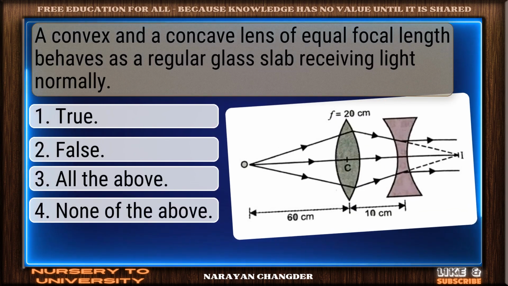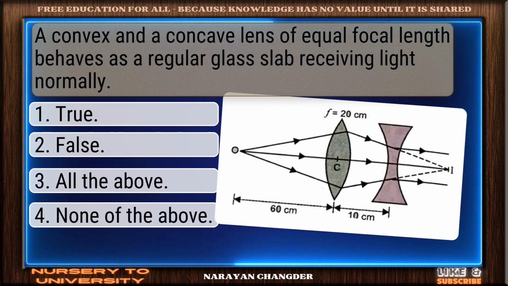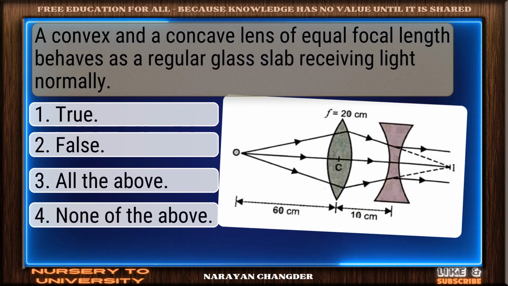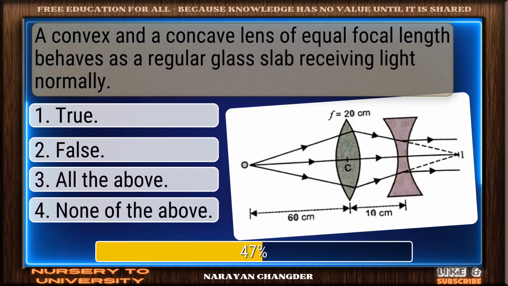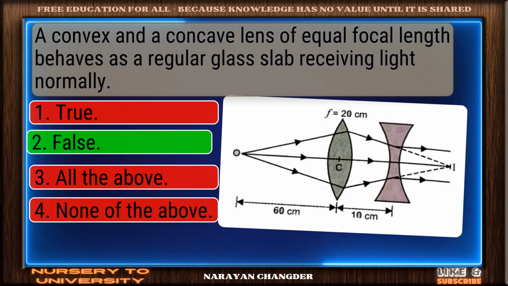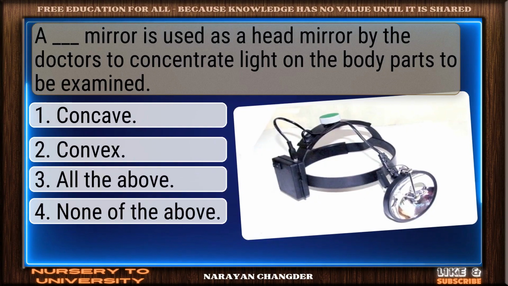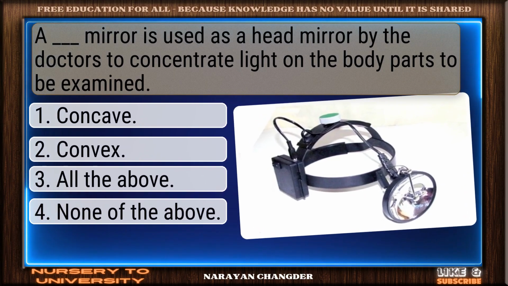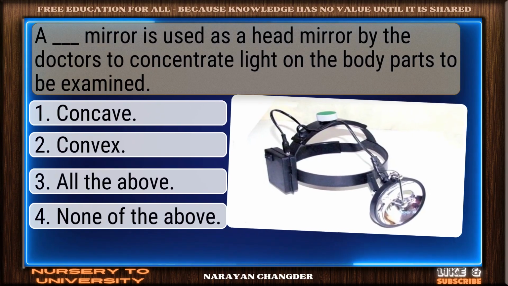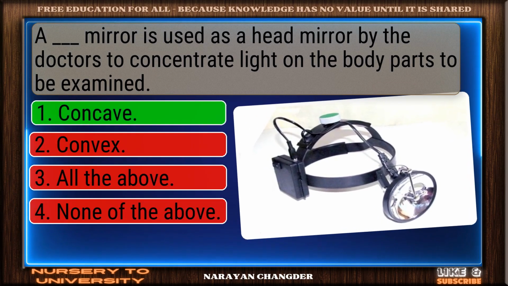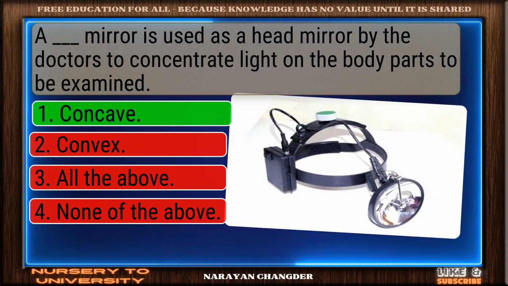A convex and a concave lens of equal focal length behaves as a regular glass slab receiving light normally. Nice work. You chose false and it is correct. A dash mirror is used as a head mirror by the doctors to concentrate light on the body parts to be examined. Great thinking. Concave is the right choice.